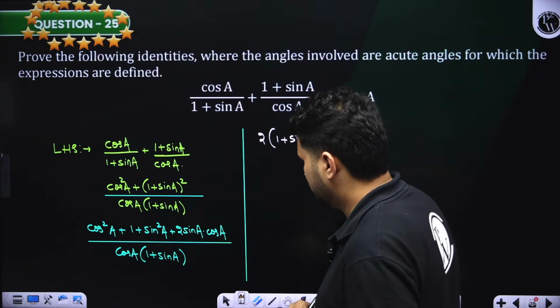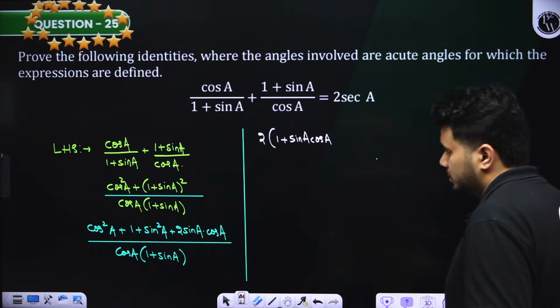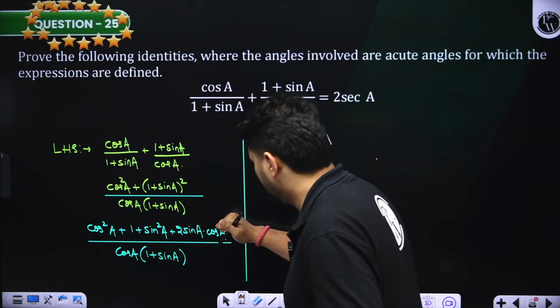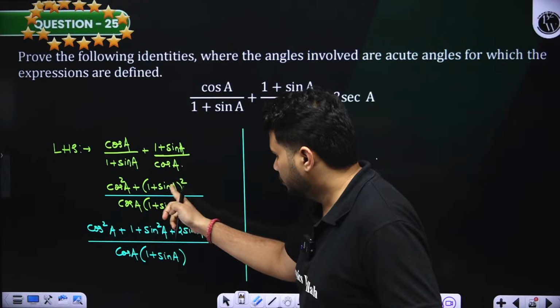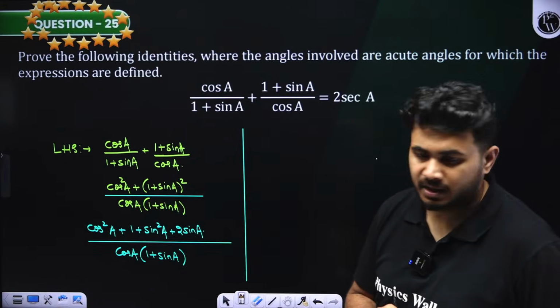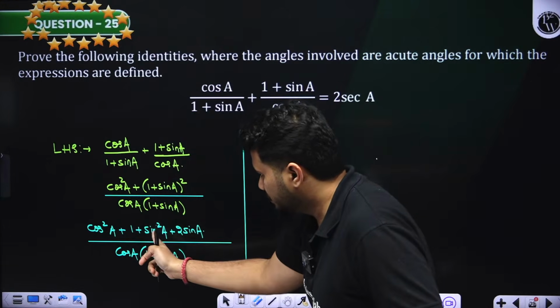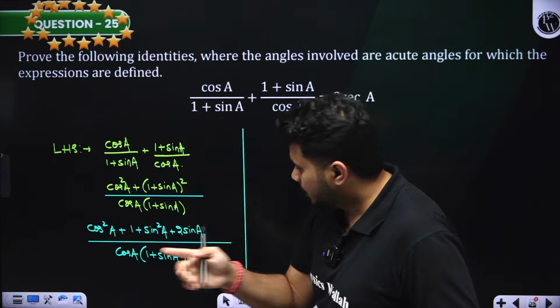Correct? Okay. Plus sin A into cos. Sorry, here it will be just 2 sin A, students. My mistake, because here 2 into 1 will be 2 sin A. Correct or no? So cos square A plus sin square A value is what? 1. 1 plus 1 is 2.